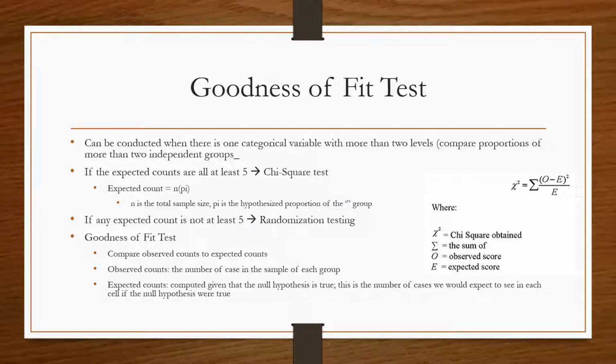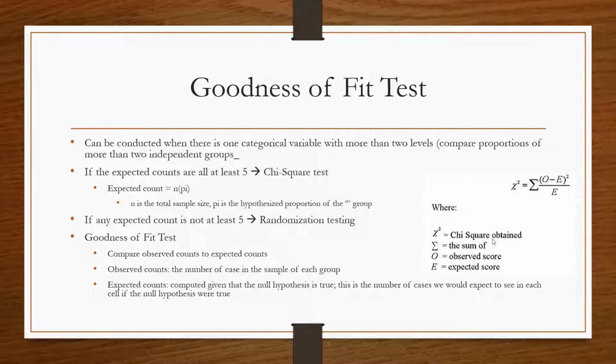The way you calculate the expected count is n times p sub i, where n is the sample size and p sub i is the hypothesized proportion for the group. If you expect a count that is not at least five, then you have to use randomization testing. With the goodness of fit test, you compare observed counts to expected counts. The observed counts are the number of cases in the sample of each group, and the expected counts are computed given that the null hypothesis is true, the number of cases that we would expect to see if the null hypothesis were true.